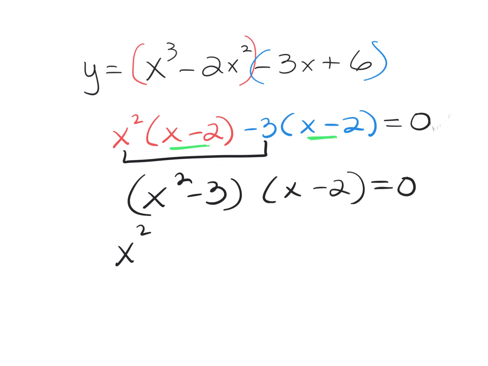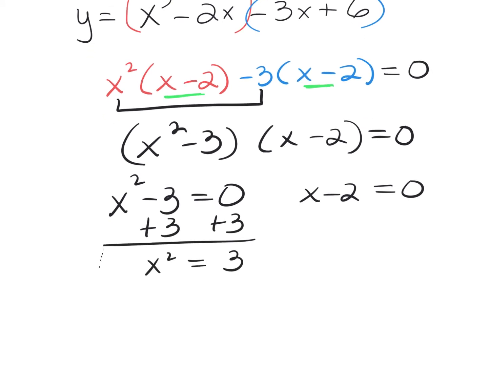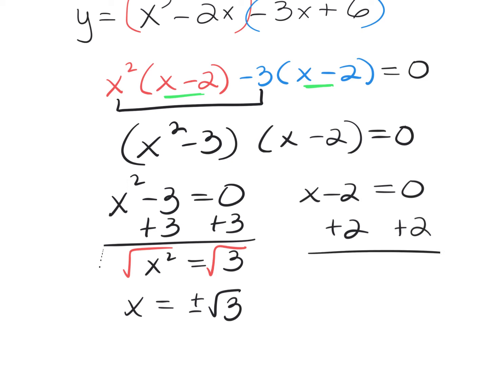Now, for the first one, I'm going to set x squared minus 3 equals 0, and x minus 2 equal to 0. I'm going to solve this one by adding 3. x squared equals positive 3. I'm going to square root both sides, and I get x is equal to plus and minus the square root of 3. Can we just square root x squared minus 3 and then get x plus 3, x minus 3? No, it's not factorable.